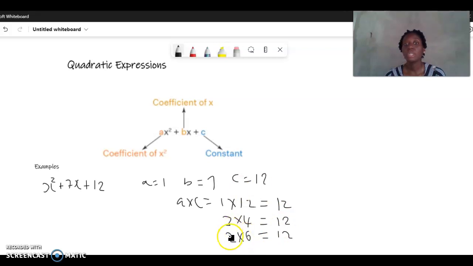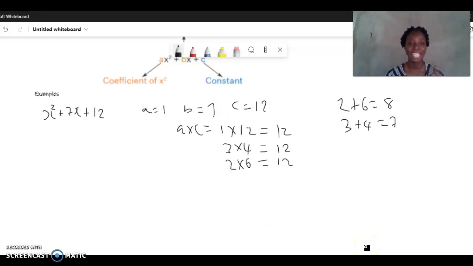Let's look at the sum of 2 and 6. If I add 2 and 6, my result will be 8. Is the b term equal to 8? No. So let us try the other pair of factors, 3 and 4. If I add 3 and 4, that will yield 7. So there you have it. 3 and 4 are the factors that we're interested in.